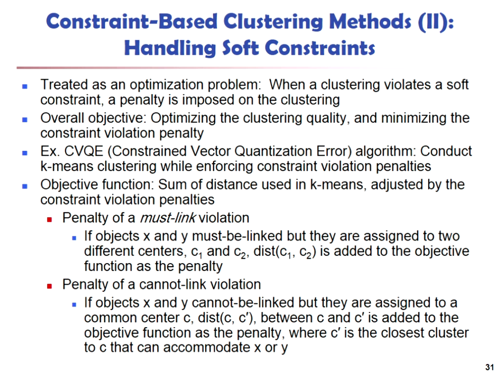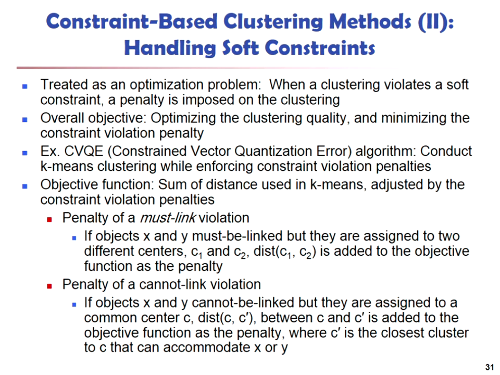For soft constraints, for example, we will consider the problem of a must link, and when there is a violation of this constraint, we make a penalty. The penalty on a must link violation: if objects x and y must be linked, but they are assigned to two different centers, C1 and C2, the distance between C1 and C2 is added to the objective function as the penalty.